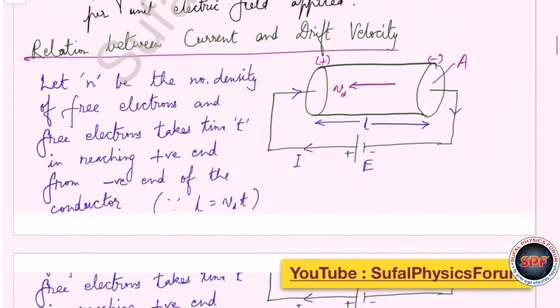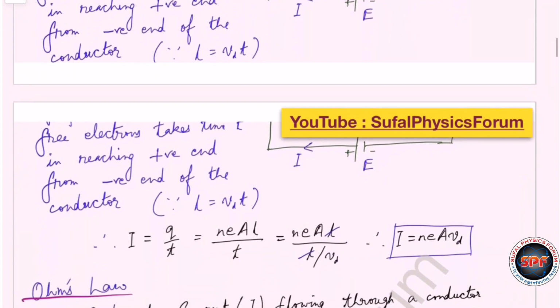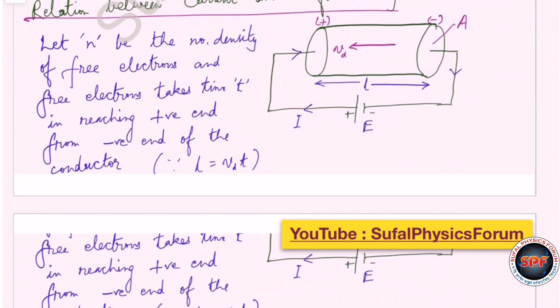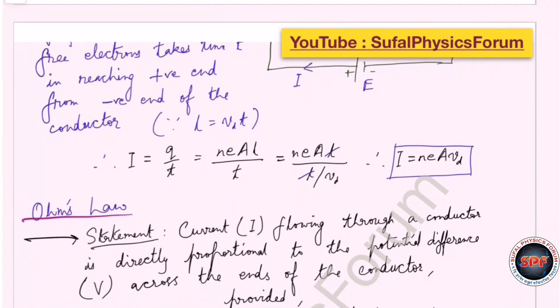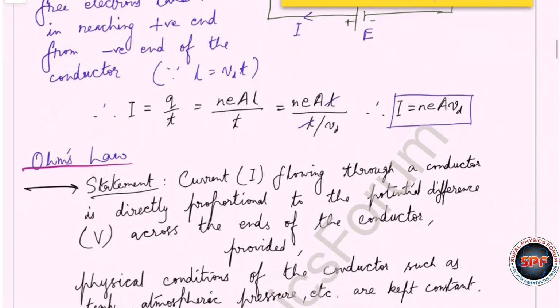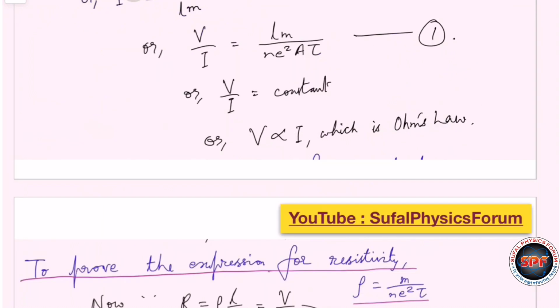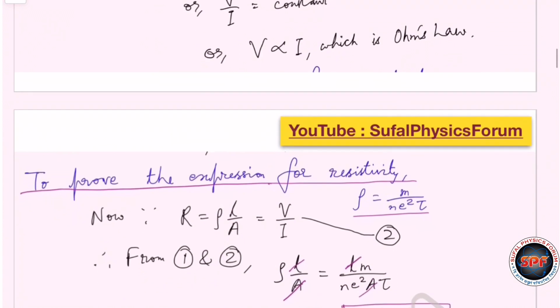And then thereafter, the relation between current and drift velocity. Here, notable point, if we consider this diagram, this is the considerable part for deriving I is equal to n e A vd. Again, if this is constant, that means V is directly proportional to I, which is Ohm's law.